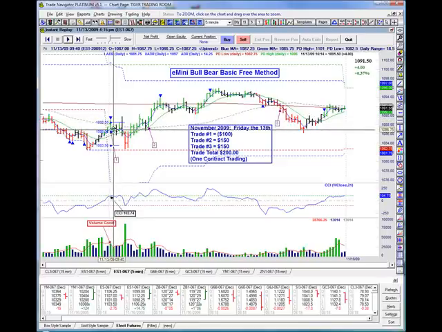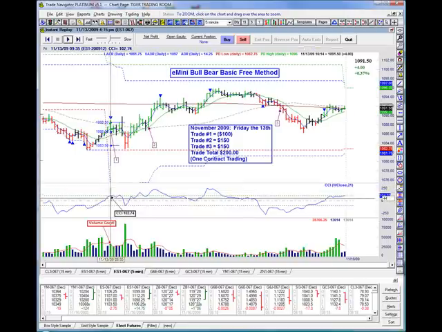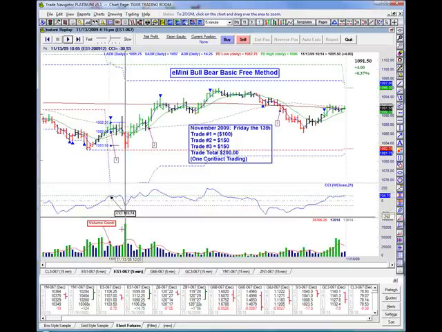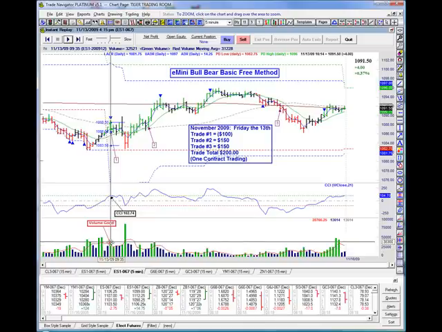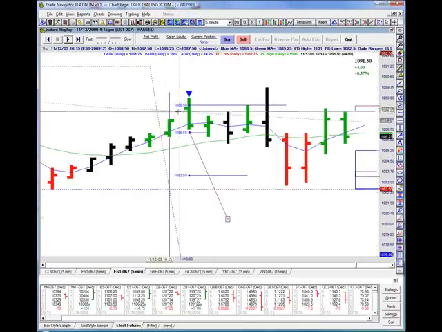We take our entry point here at 1086.5. We run with a stop loss in this case of 2 points at 1088.5 and a target of 1083.5. Down here, we have our CCI closing above the 100 mark at 102.74, and you can see that we have nice green volume. Let me zoom in here for you.